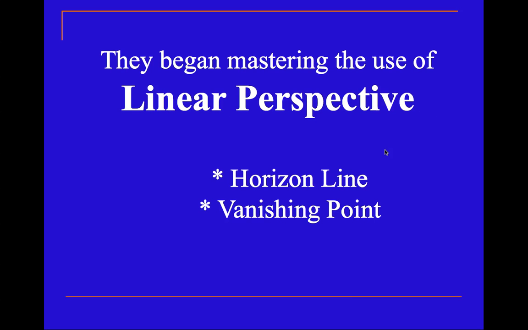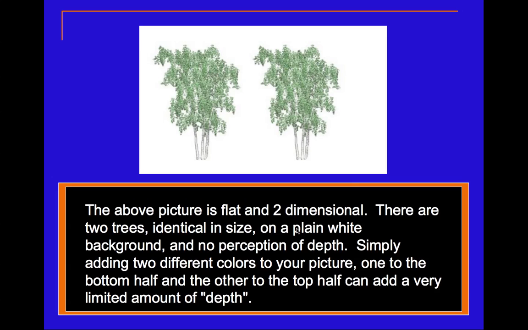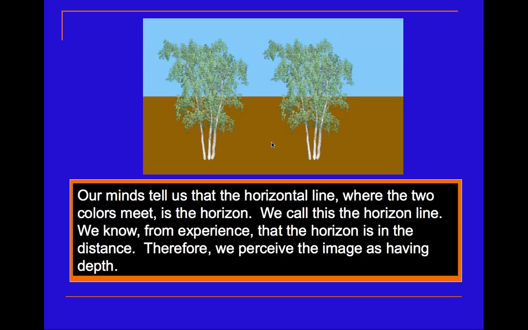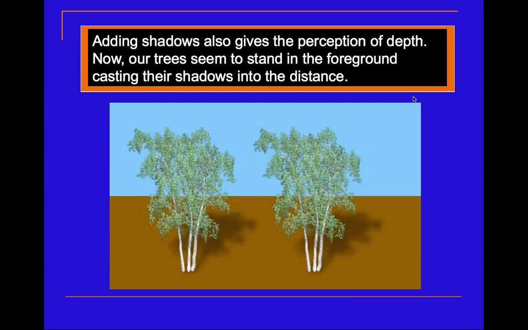Probably the first thing that they started to master was linear perspective, which includes two major things: horizon lines and vanishing points. So the first thing is the horizon line. If you have two trees here and a blank white space in the background, we can't really tell where they are in space. But if you add two colors, our eyes see the dividing line here as the horizon line. So all of a sudden we have a foreground and a background. And so this is the horizon line right here. And so therefore we perceive the images as having depth.